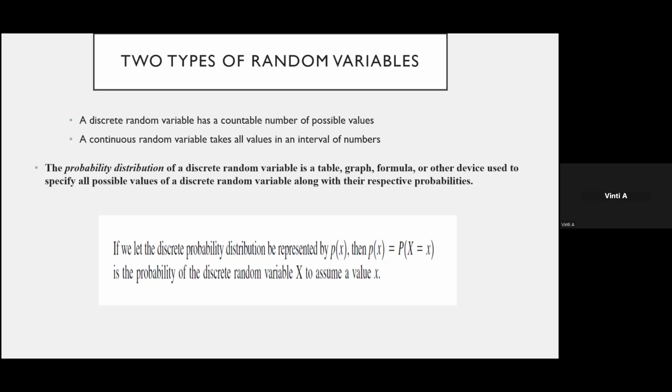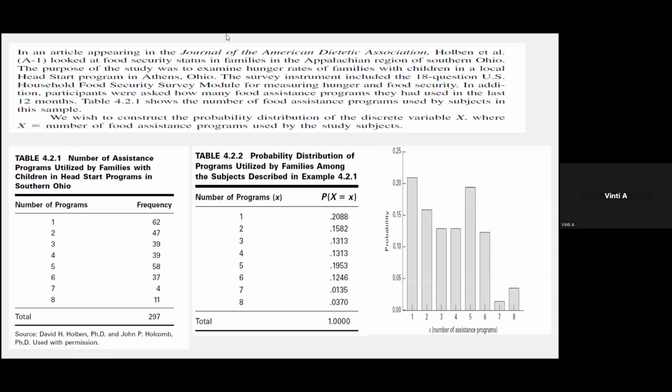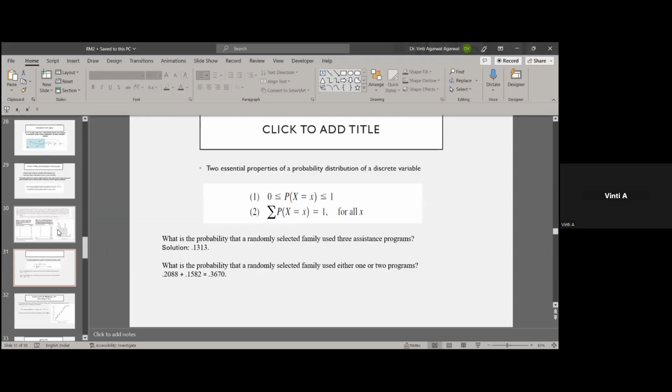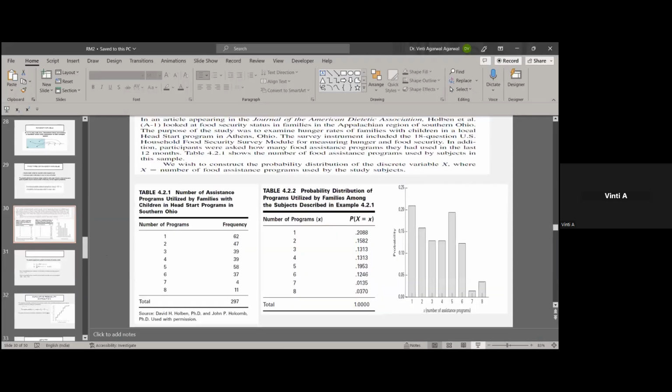Now, the probability distribution of a discrete random variable is a table, graph, formula or other device used to specify all possible values of a discrete random variable along with their respective probabilities. This will become a little clearer, but all we are saying is that the total value of a probability can never be more than 1. Here I am just going to explain how this distribution works. It's fairly simple.